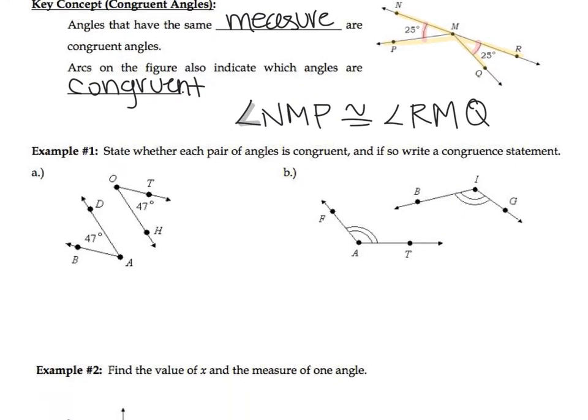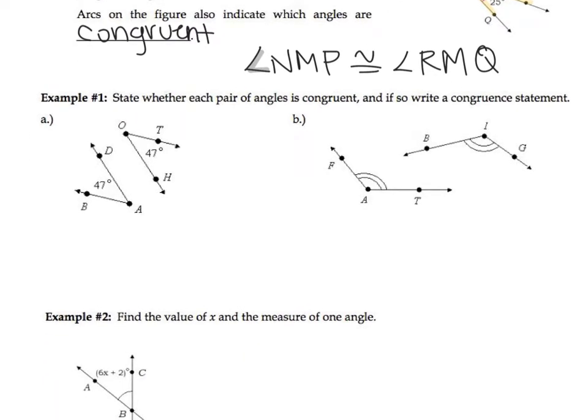In our first example, we want to state whether each pair of angles is congruent, and if so, write a congruent statement, which is what we just did in the definition. In my first example, I'm given that both angles are 47 degrees, which is the same measure, which means my angles are congruent. So when I write my congruent statement, I say angle DAB is congruent to angle HOT. It is important that you have the angle symbol there so we know we are talking about angles instead of something else.